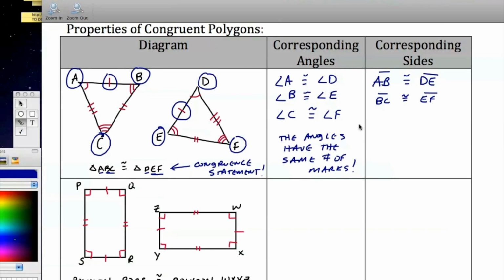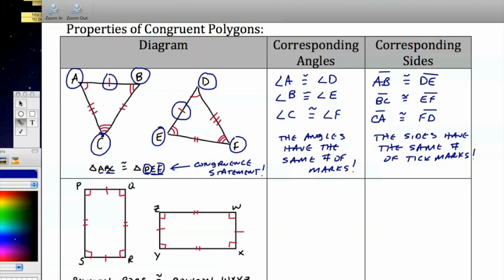My third side is going to be CA, and CA, last and first, is going to be congruent to FD. Last and first. Okay? So the sides have the same number of tick marks. Okay? So that's how this works.